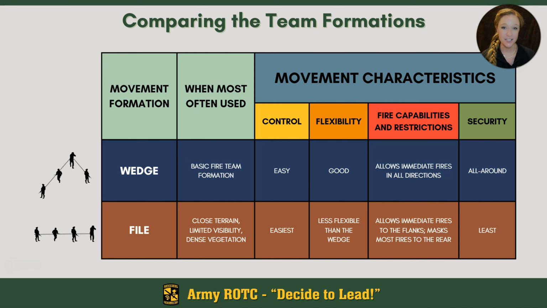So now in comparing these, we want to use our movement characteristics, and those are control, flexibility, fire capabilities and restrictions, and security. So you'll see with that fire team wedge, we've got easy control, good flexibility because we can expand and contract that formation depending on the terrain. The fire capabilities, we have it in all directions, right? It's a 360 security. You've got a balance of firepower with the automatic rifle on the right, you've got your grenadier and rifleman on the left, or switch those.